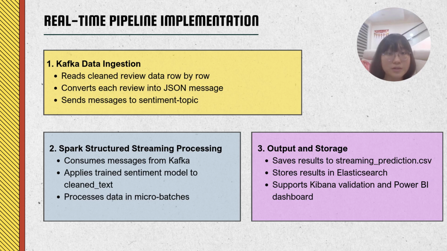Elasticsearch. First, the Python Kafka producer reads the clean review data row by row, and each review is converted into JSON format and sent to the Kafka topic. This shows how new customer reviews can enter the system continuously.